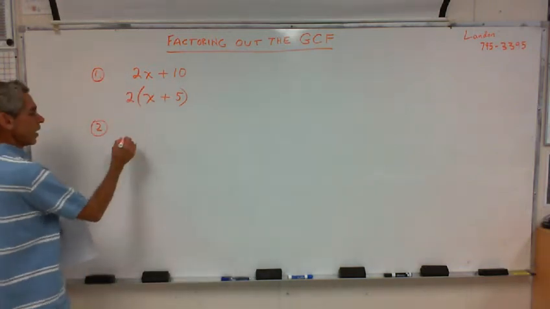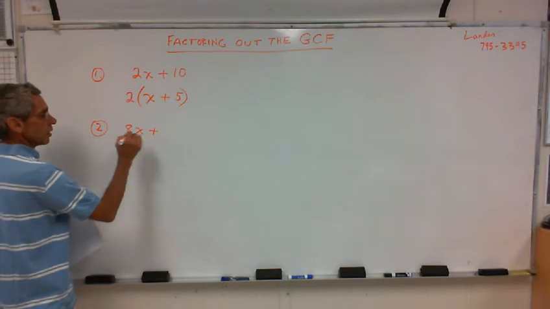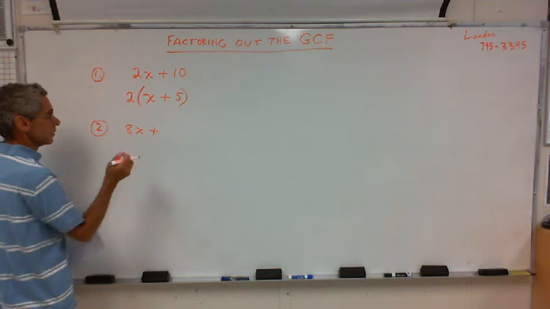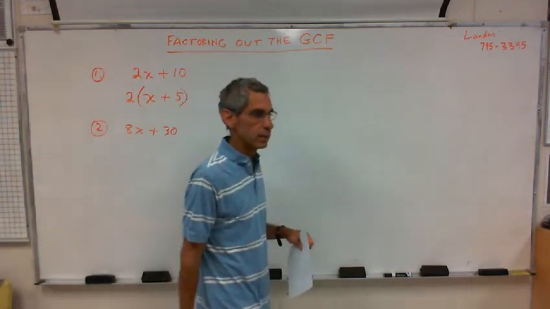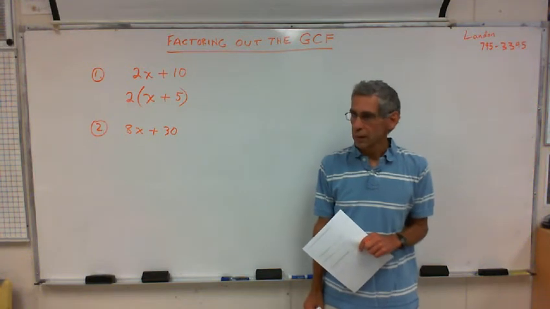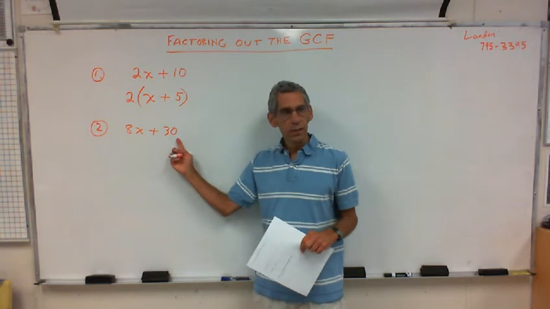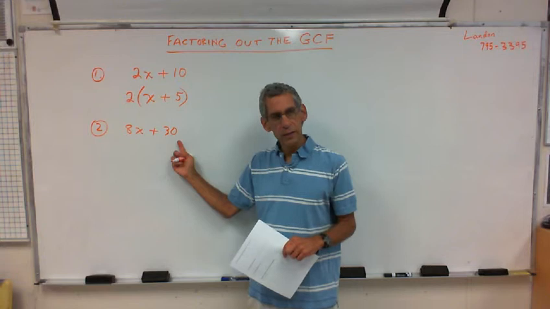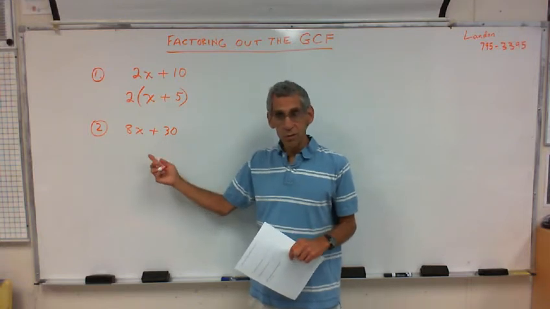All right. So how about 8x plus 30? Now my question is, what is my greatest common factor between 8 and 30? 2. Yes, Amy. 4 goes into 8. Does 4 go into 30? No, it doesn't. 4 times 8 is 32, so that would... So what is it, 2?